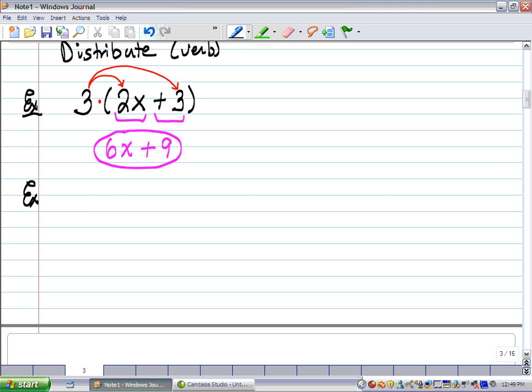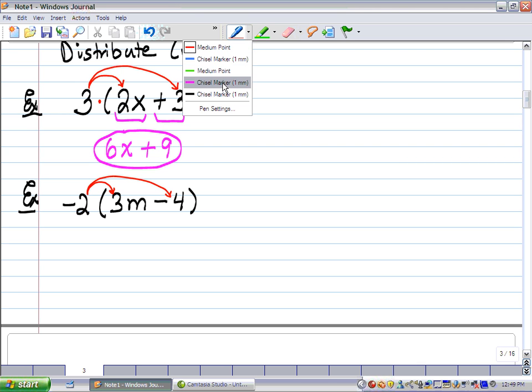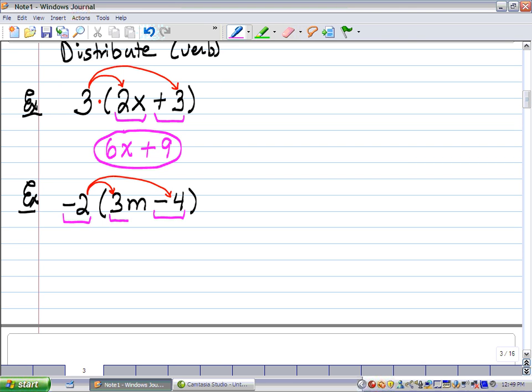Right, let's look at this next one. Negative 2 times 3m minus 4. So I need to distribute this negative 2 on both of these. And remember that the sign is part of the term. So this is a negative 2 getting distributed on a 3m and on a negative 4.